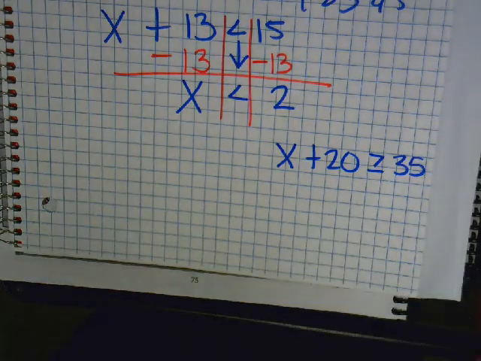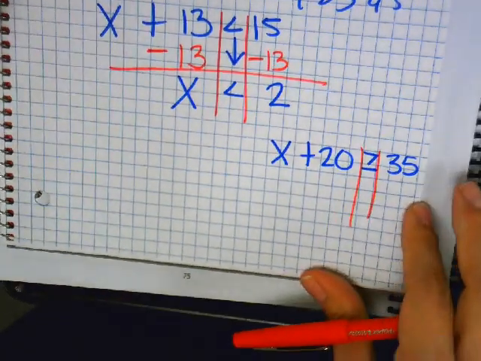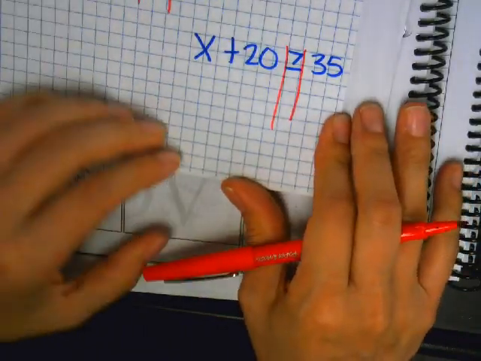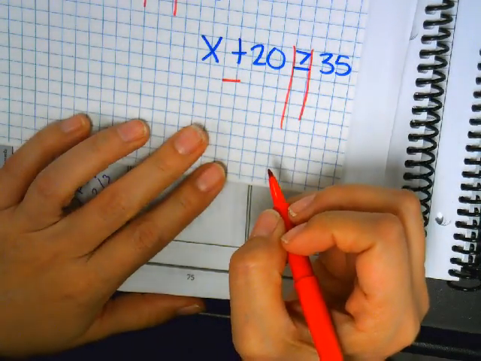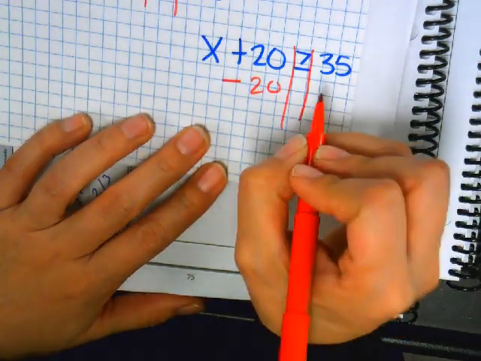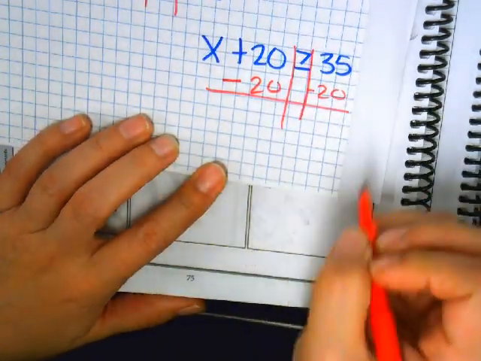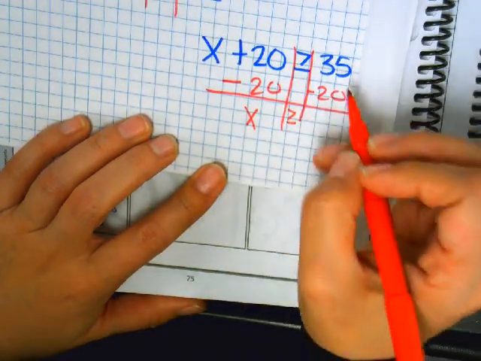Okay. So, what'd you guys do? What's the work that you showed? The bars? Check. What else? Subtract. Good use of vocabulary. Subtract what? 20. Very good. Both sides? Yeah. Yep. What do I have left here? X. What's 35 minus 20?